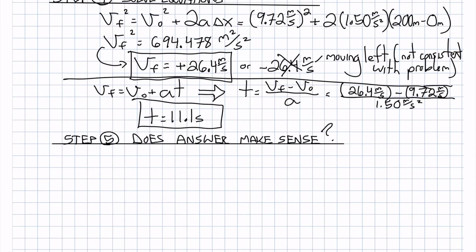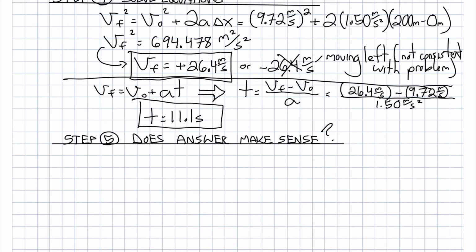Step 5 is, does your answer make sense? Here's where you reflect on your answers to see if they make sense in terms of the problem. This isn't always easy, and it comes with experience. Now, if you look at those two numbers, 26.4 meters per second and 11.1 seconds, those seem like realistic, accessible numbers that match the problem. They don't seem unreasonable at all.